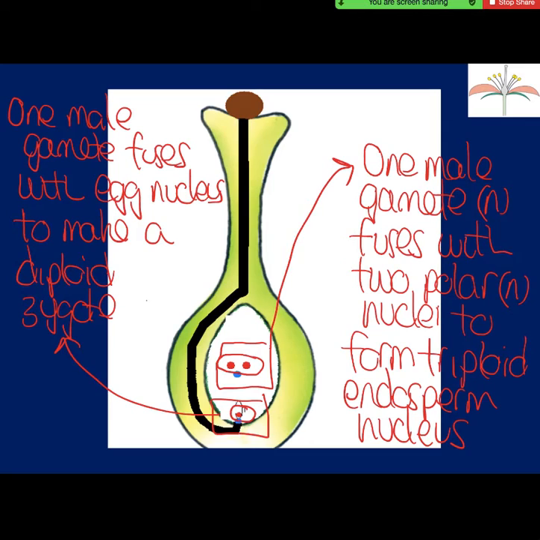Now, do you have any questions on that? So the two polar nuclei, when they fuse with the male gamete, they become like the food store of a seed. They'll become the food store of the seed. Okay. Got it. Thanks. No problem.